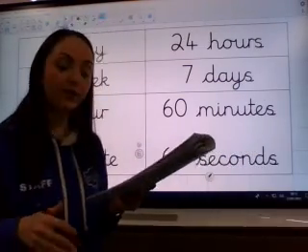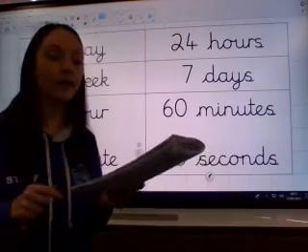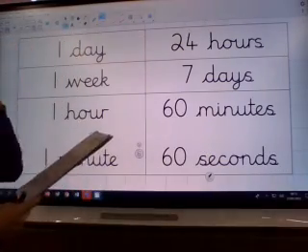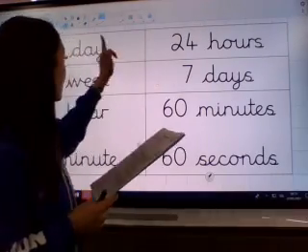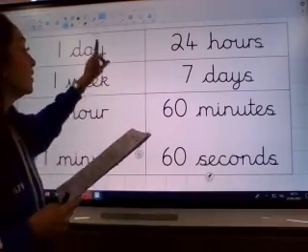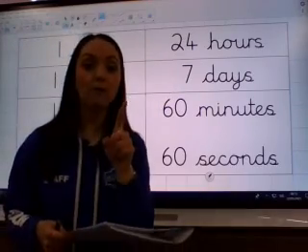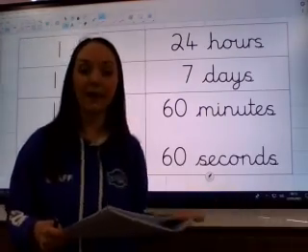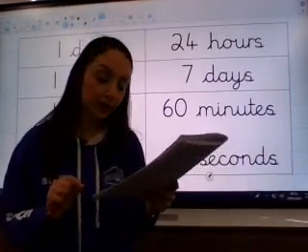B says Holly's birthday is in exactly 9 weeks. How many hours is this? So if we know there's 24 hours in 1 day and there's 7 days in a week, then you need to do 24 times 7 and that will tell you how many hours are in 1 week. Then you need to multiply it by 9 to find out how many hours are in 9 weeks.